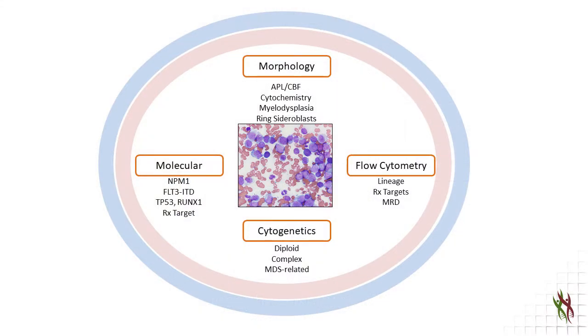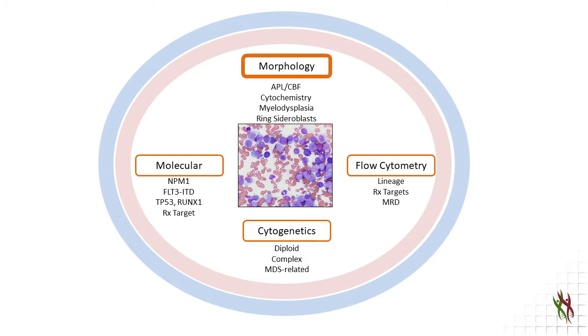AML is a complex disease, and the diagnosis of AML is equally complex. It involves multiple lines of investigation, including morphology, flow cytometry, cytogenetics, and molecular diagnostics. The foundation of the diagnosis is based on morphology.